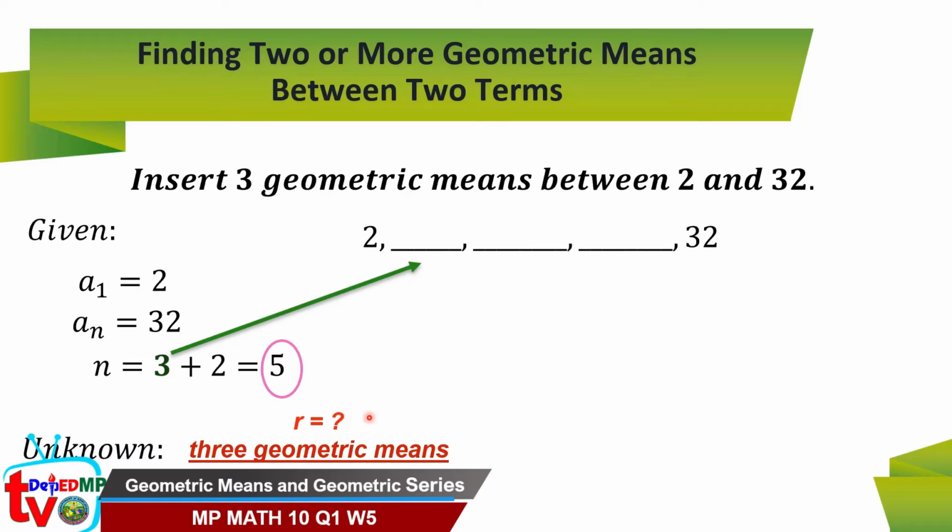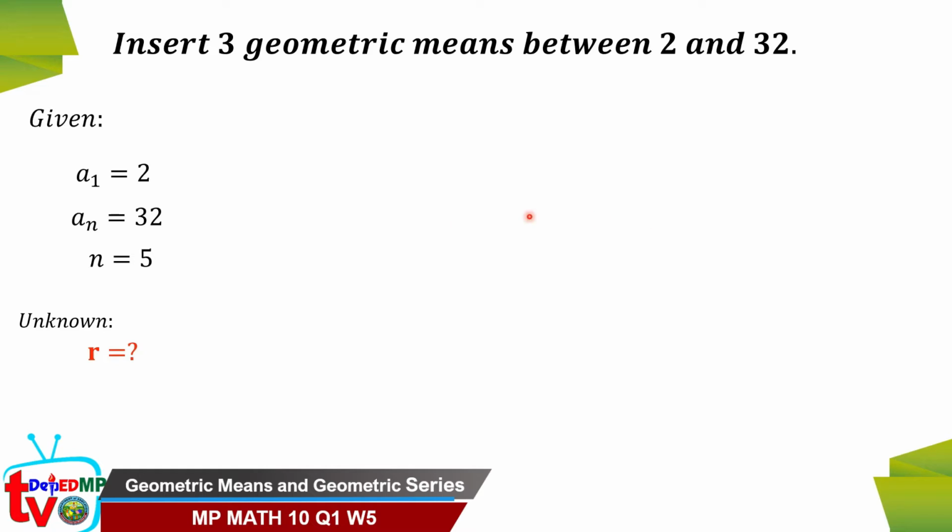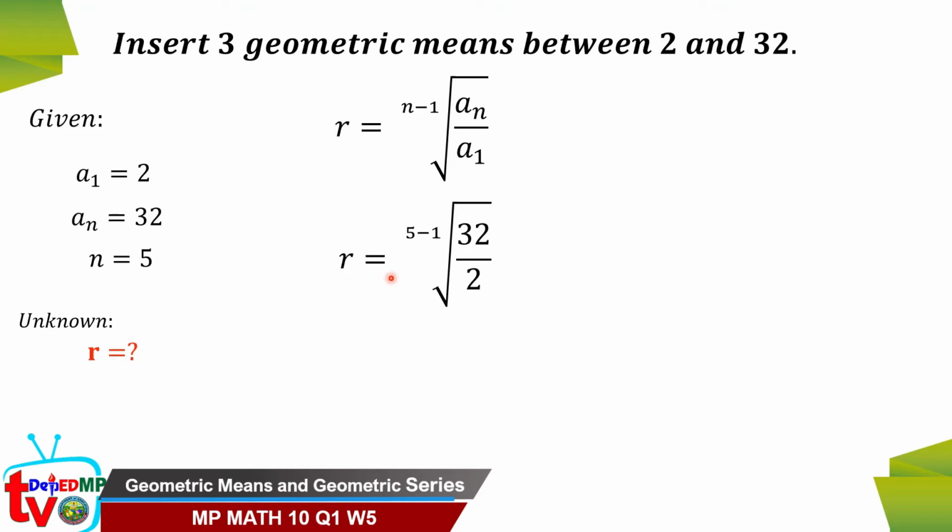To be able to find the geometric means to be inserted, we need to solve first for the common ratio, so we will know the constant number that we are going to multiply to every term to get the sequence. We will use the given formula R equals n minus 1 root of A sub n divided by A sub 1. Let us substitute the known values, so we have R equals 5 minus 1 root of 32 divided by 2.